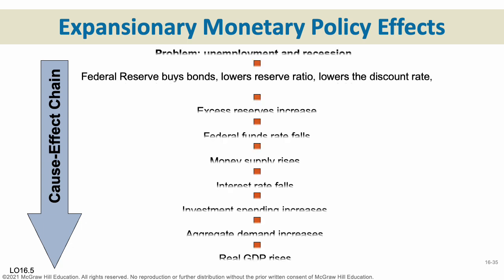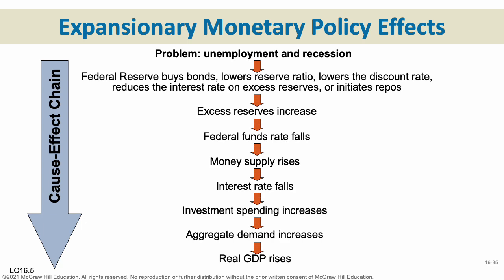So expansionary monetary policy, why would the Fed do this? And remember, the government is much more engaged these days in monetary policy than fiscal policy for all of the reasons we touched upon. Monetary policy is not subject to political pressure as much. So in something like unemployment and a recession, the Fed will do things such as buy bonds, lower rates to increase reserves. Federal funds rate falls, money supply rises, interest rates fall, investment goes up, demand goes up, and we should get a rise in GDP. That's what the Fed does in times of recession.